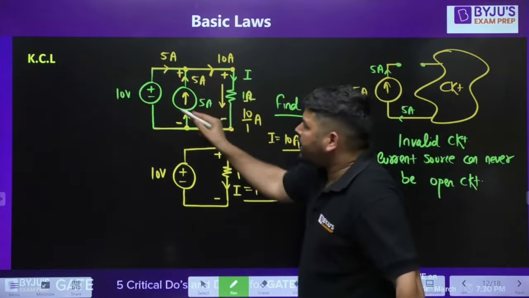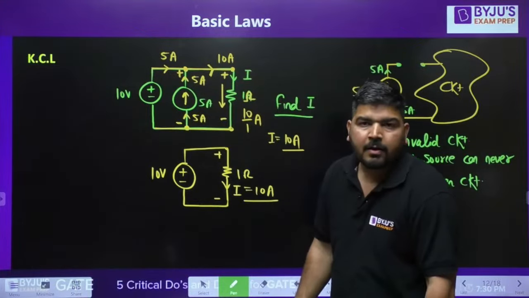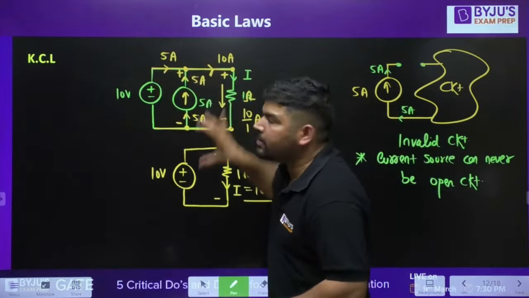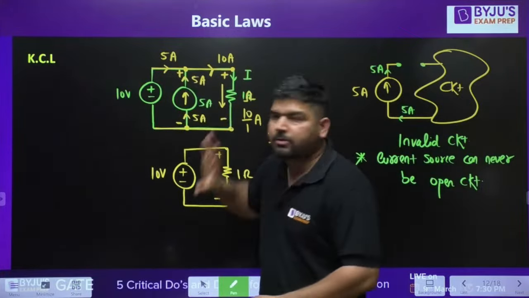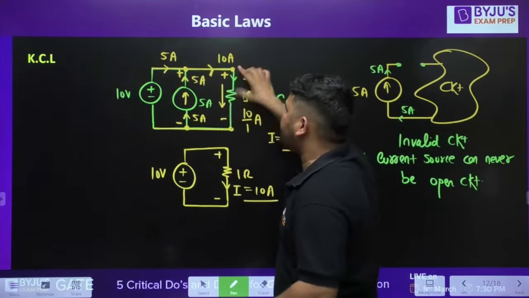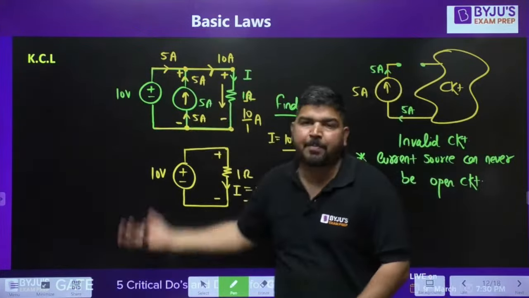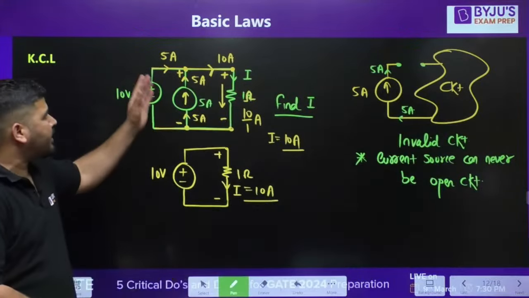So why have I connected a current source here? Why can't I remove this current source? Whenever a voltage source and current source are connected in parallel, everything will be decided by the voltage source. Because if you connect a resistance here, the voltage source will decide the current in the resistance. Then what is the purpose of this current source? Why can't you remove that current source?